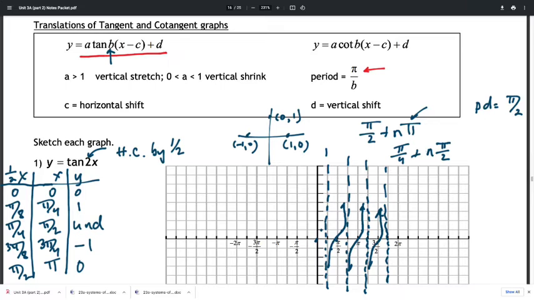Okay, so there's 3 periods graphed right there. Hopefully you can see that this right here represents 1 period, and so I've graphed 3 periods here.